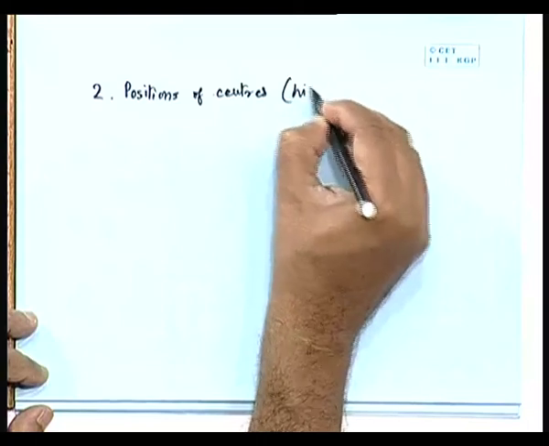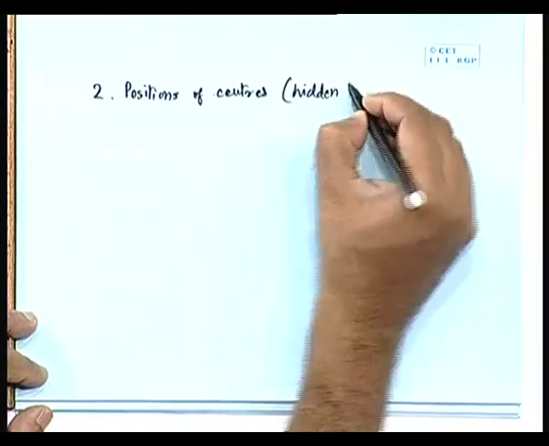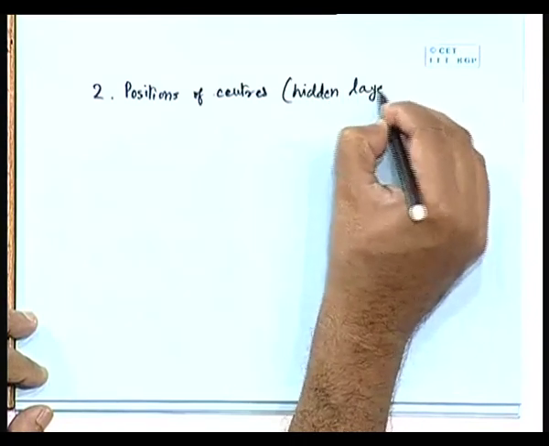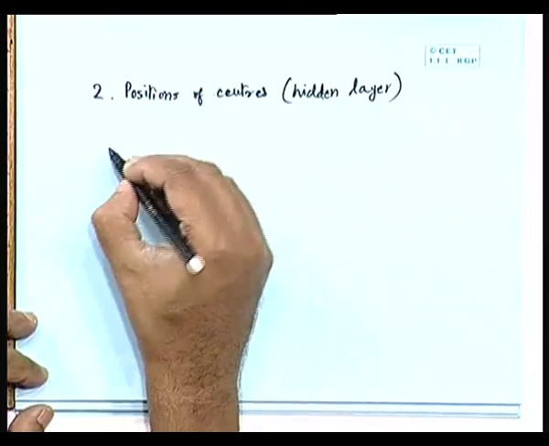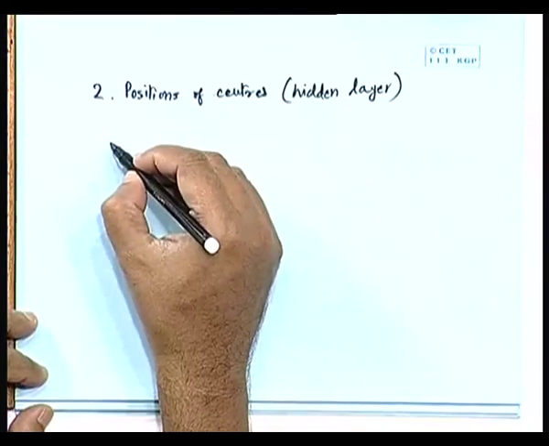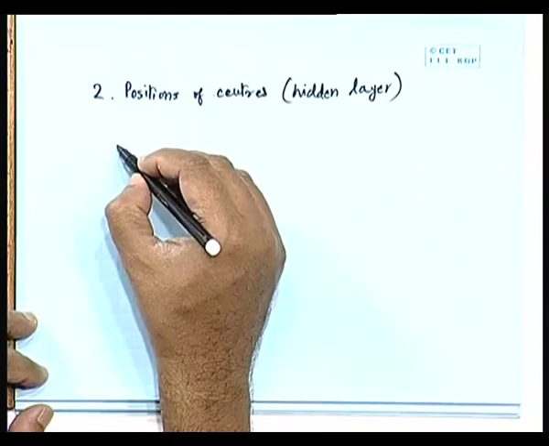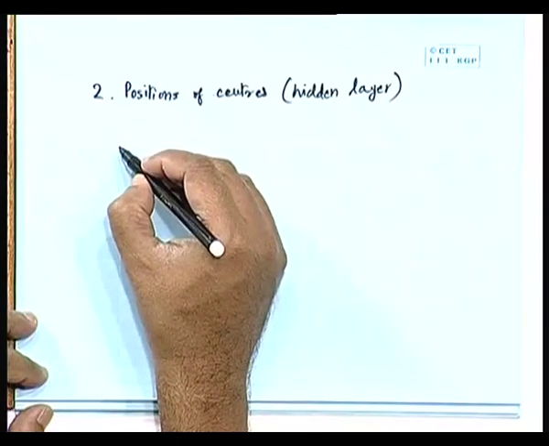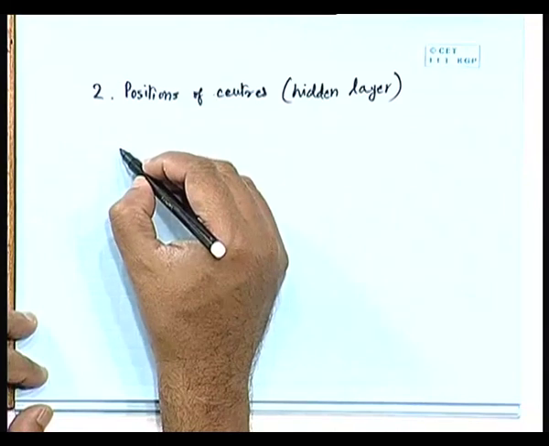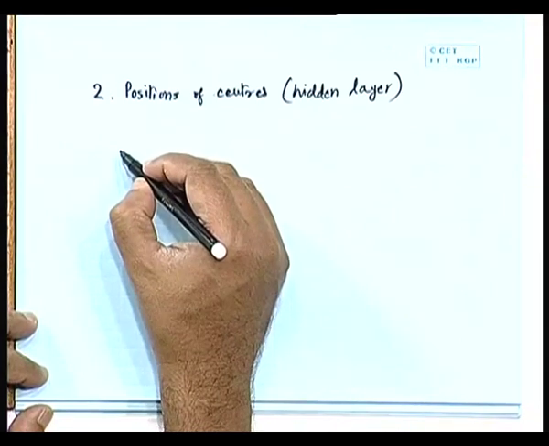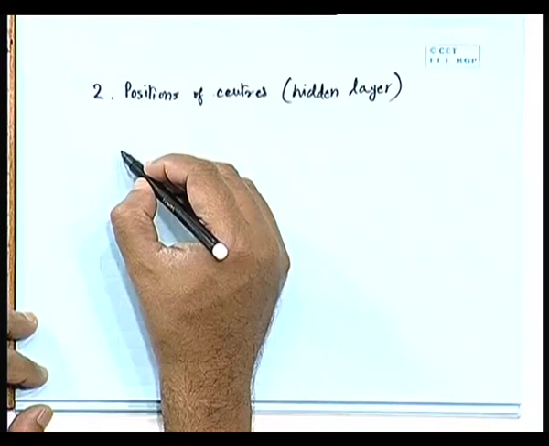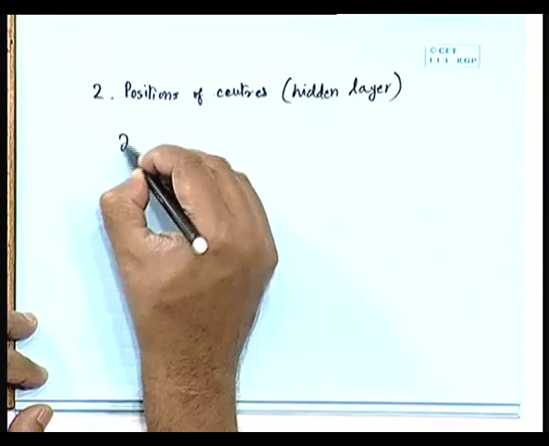So, these positions of the centers will be learned for the hidden layer. Okay. So, in order to have that, what are we going to do? How are we going to differentiate this function E with respect to now? With respect to T_i's, yes, that is right.